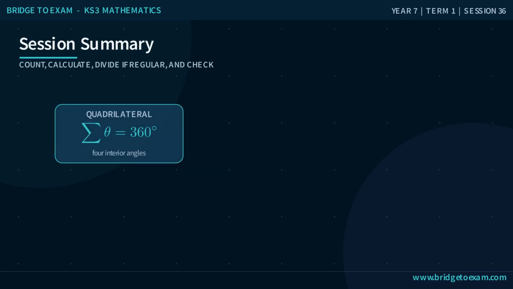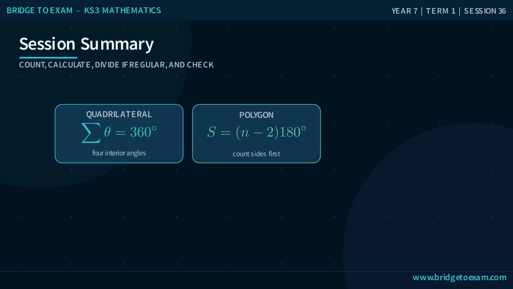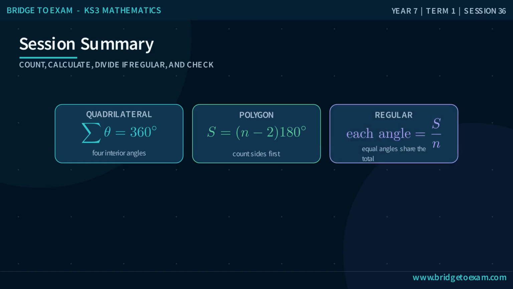Let's wrap up. Quadrilateral interior angles total 360 degrees. An n-sided polygon has interior sum n minus 2 times 180 degrees. For a regular polygon, divide the total by n and always check by adding the final angles.